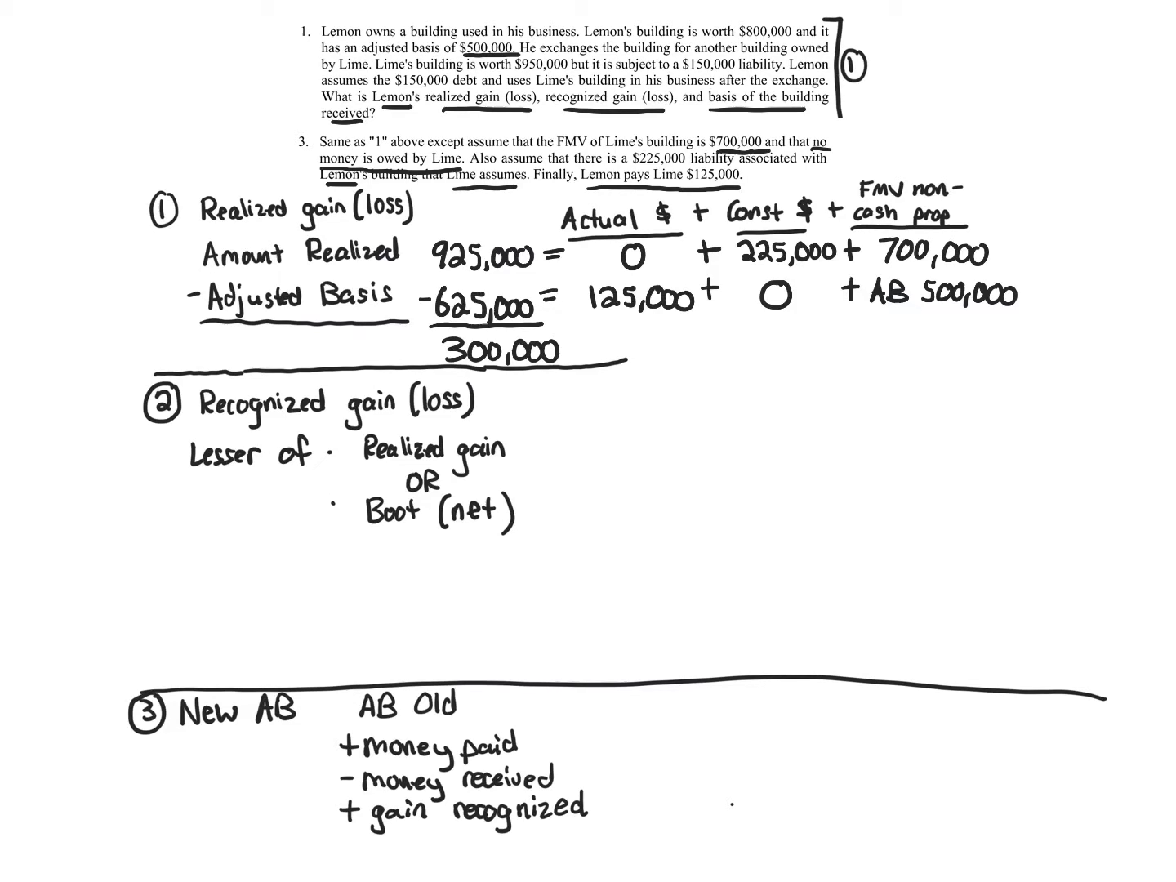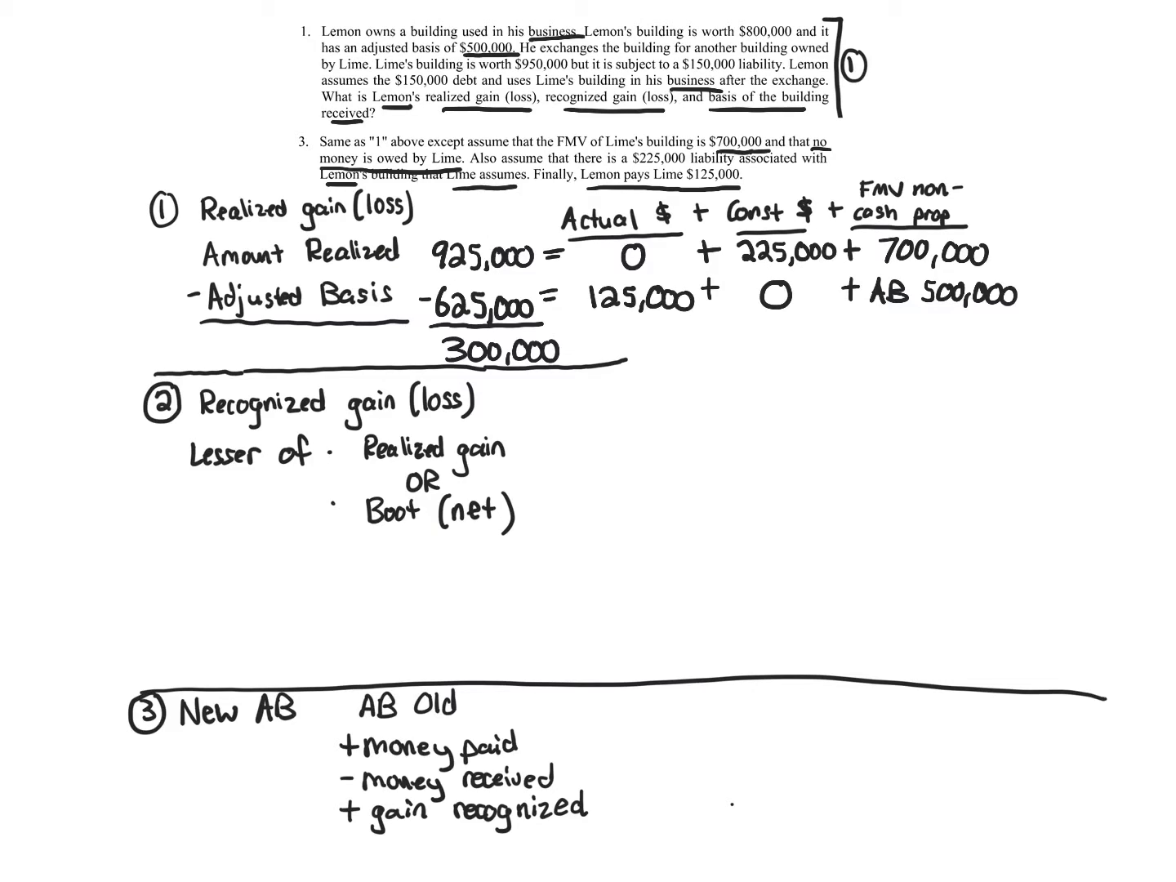Now we go to step 2, the recognized gain or loss. This transaction qualifies for non-recognition under Section 1031, like-kind exchange. Why? Because Lemon owned a building used in business and is getting a building used in business, and they qualify for a like-kind exchange because it's real property used in business or investment, and on the other side, real property used for business or investment.